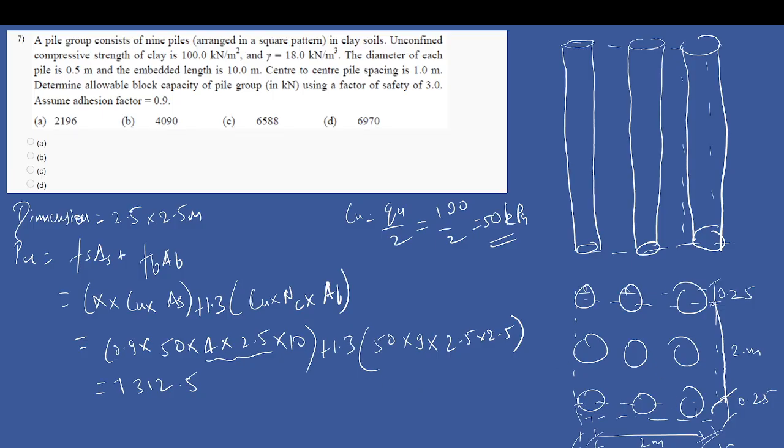Sir, I think I also made one mistake in calculation. I took one pile only, and afterwards I multiplied with 9. And I also got Nc wrong, the value we have taken is wrong. So Cu is 50 and the Nc value is basically 5.14. Whenever you are having phi as 0, then your Nc value will come out to be 5.14.